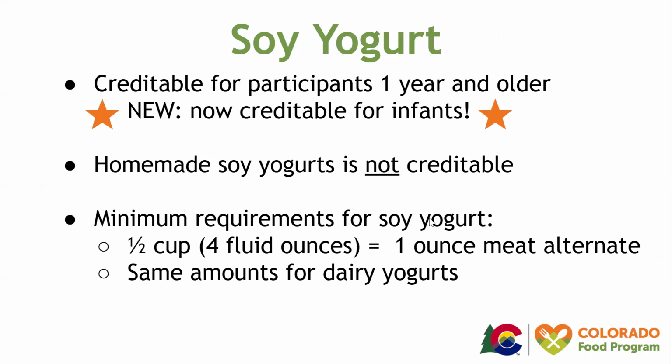So soy yogurt is also creditable, and a new rule just came out, and it is now creditable for infants as well. Homemade soy yogurt is not creditable just due to food safety concerns. And the minimum requirement for soy yogurt is the same as your dairy yogurt. So 1/2 of a cup or 4 fluid ounces is equal to 1 meat alternate.